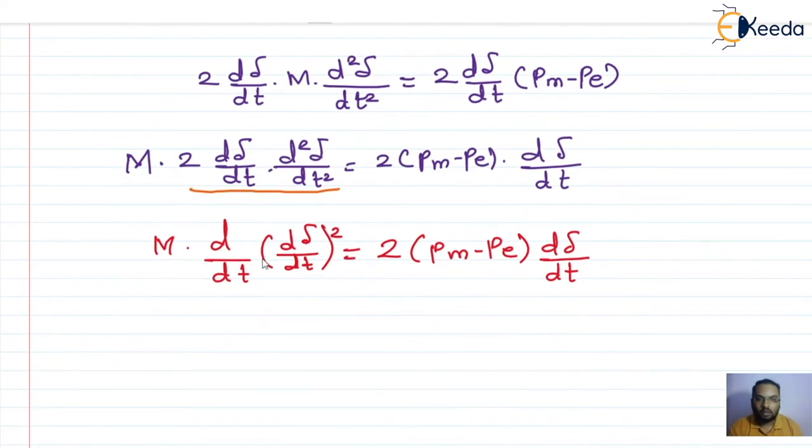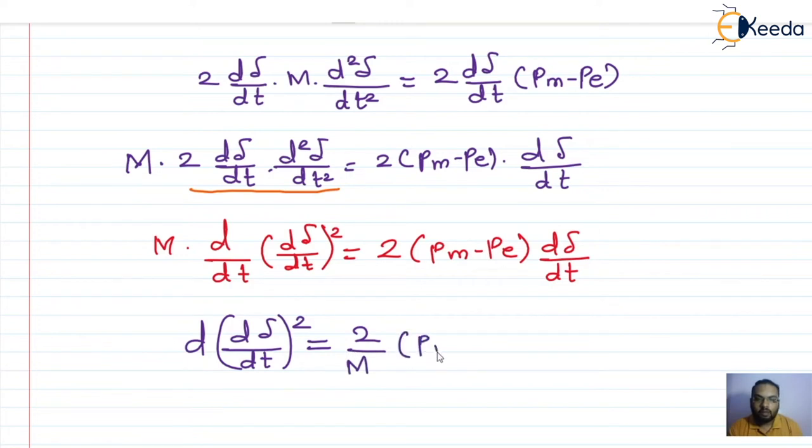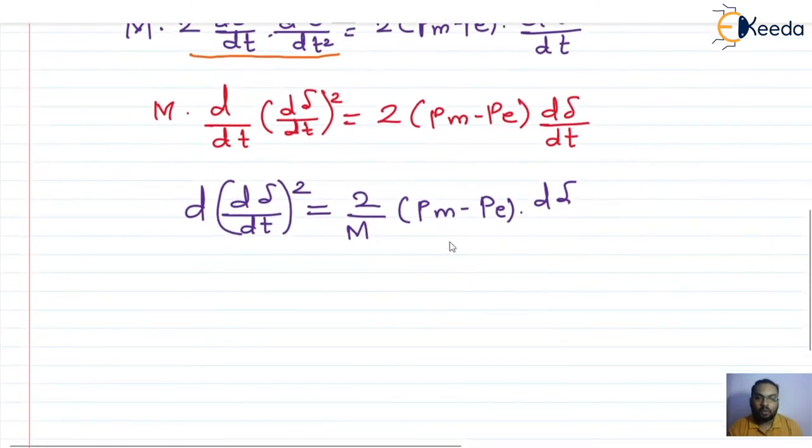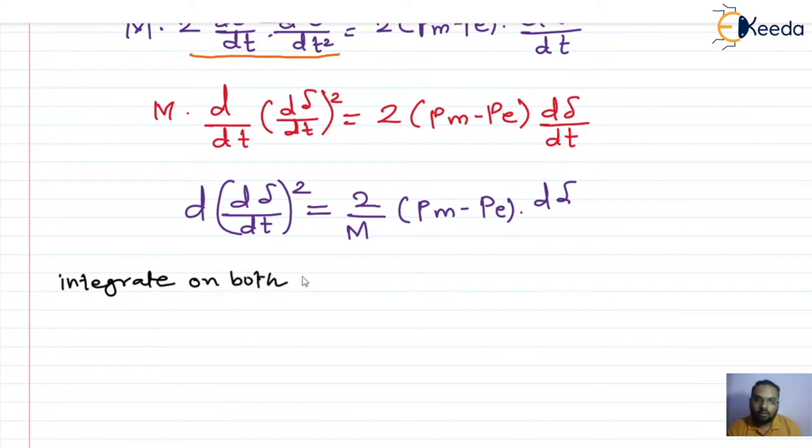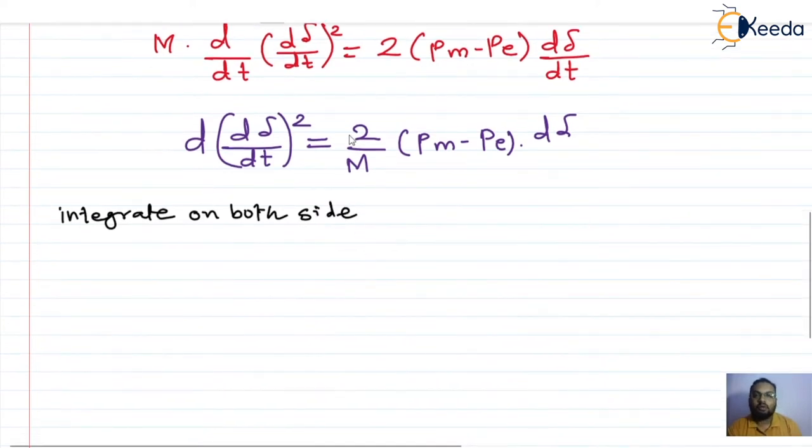Now you see on both sides we are taking differentiation with respect to time, so we can cancel this out, and with that we obtain an equation as d of d delta by dt bracket square is equal to, shifting that M to the other side, 2 by M into bracket Pm minus Pe into d delta only. Now let us integrate with their limits on both sides. So let us take the integration.